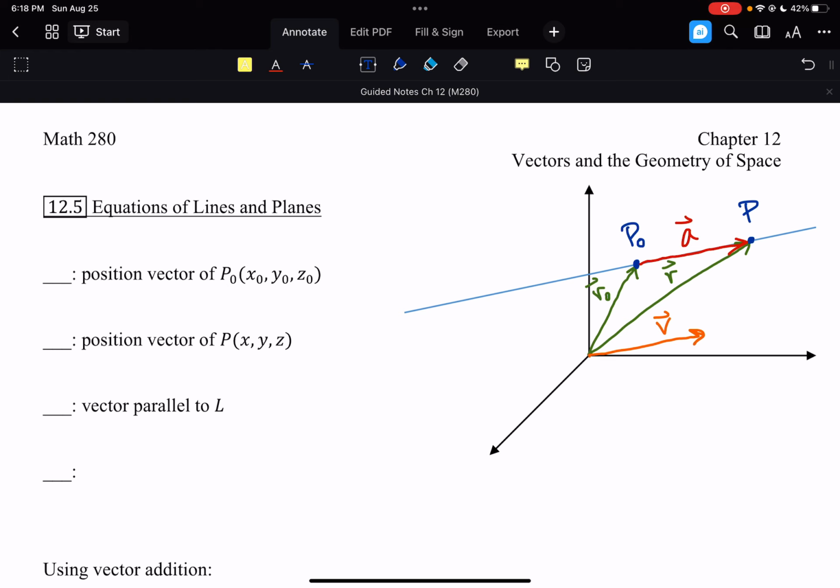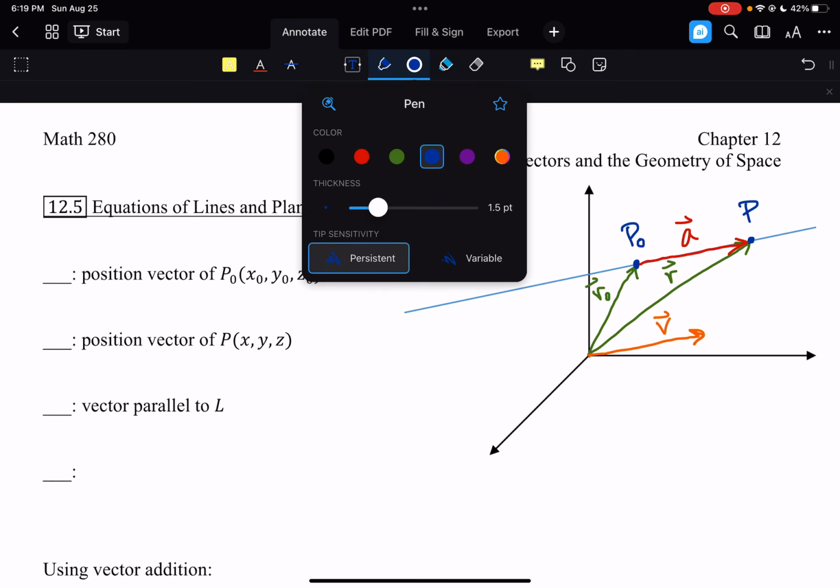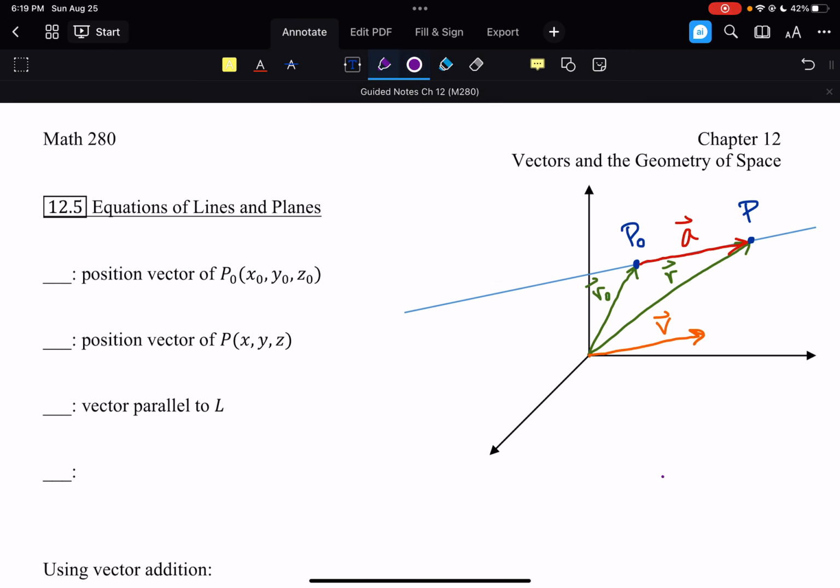So traditionally in algebra, when we think of the equation of a line, we usually think of something of the form y equals mx plus b, right? Where m represents the slope and b represents the y-intercept.